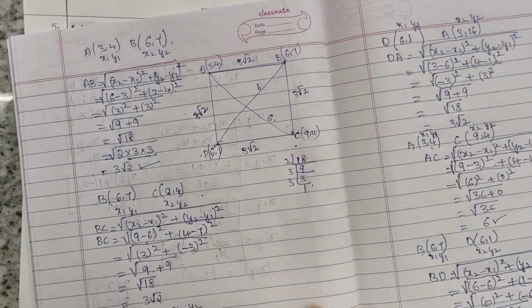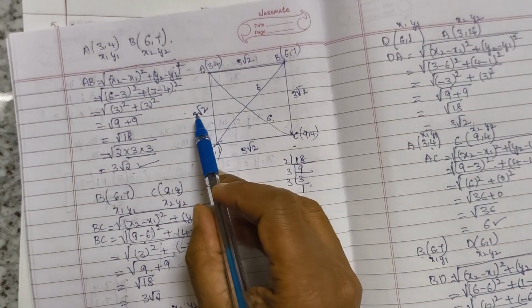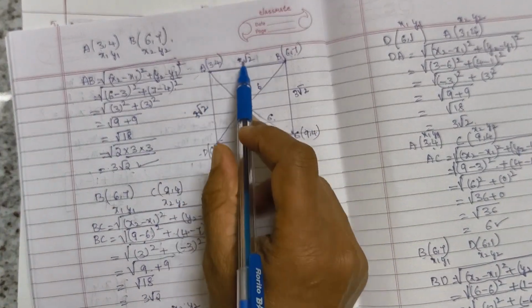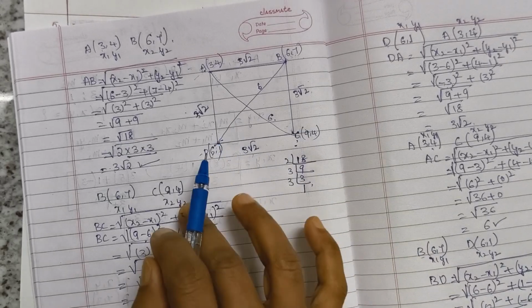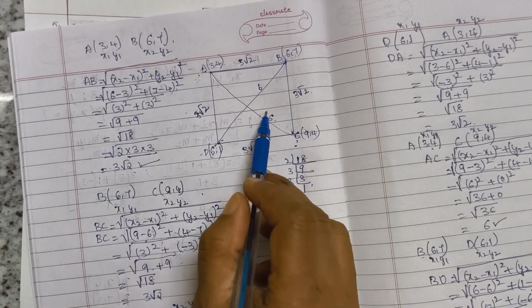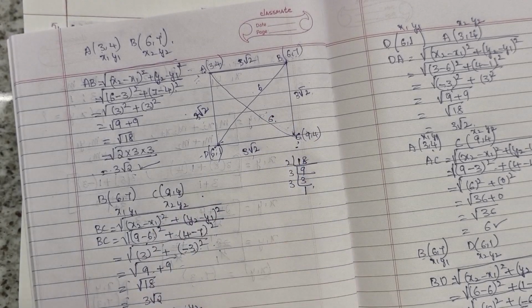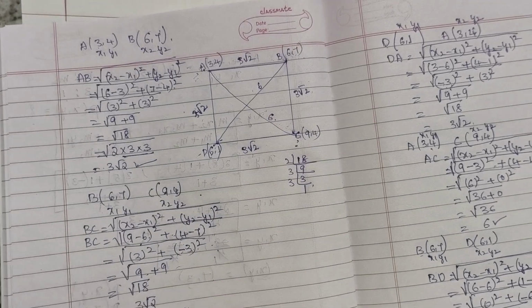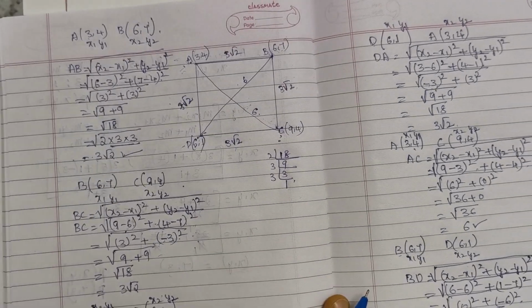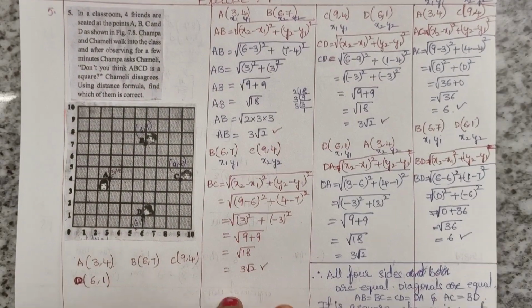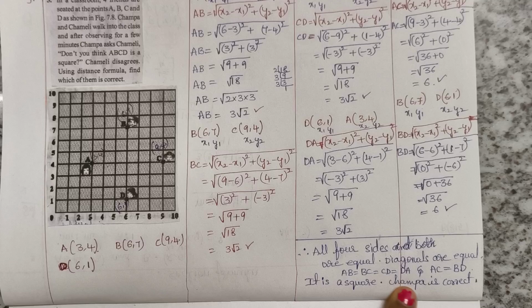So now we will find whether this is a square or not. See here, all sides AB, BC, CD, DA came the same: 3 root 2, 3 root 2, 3 root 2. And the diagonals, AC came 6, BD also came 6. So all sides are equal and diagonals are also equal. So it is a square. Who is correct? Champa is correct. Champa said it is a square.